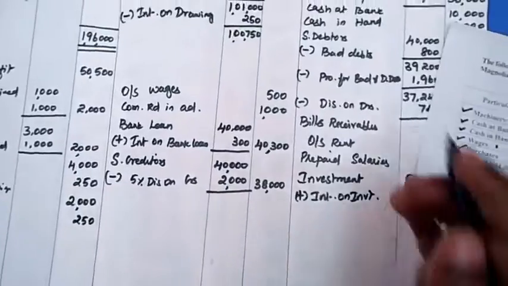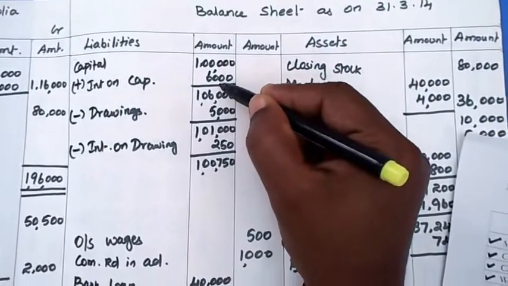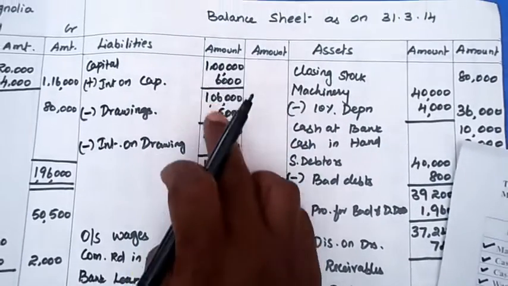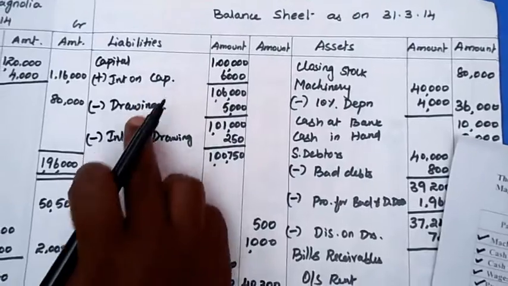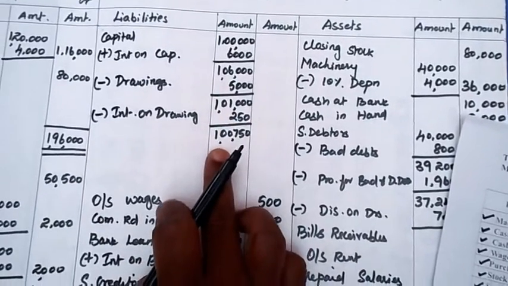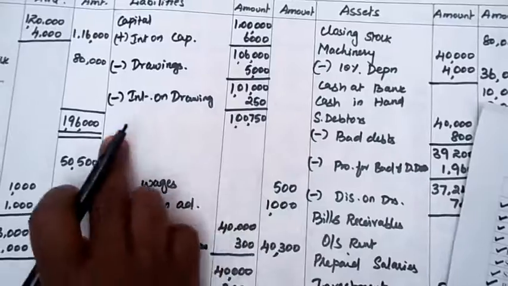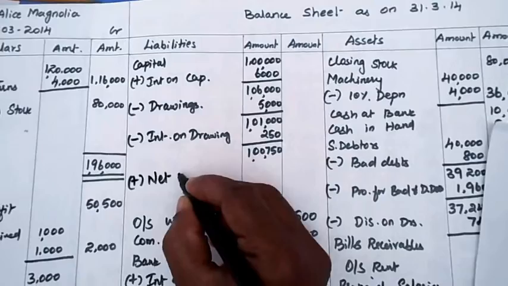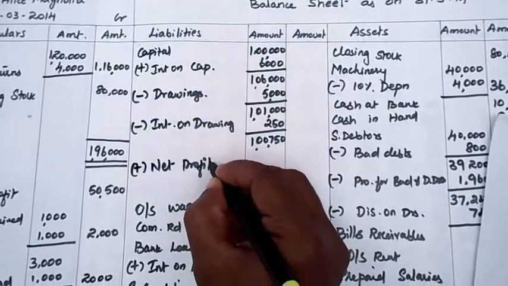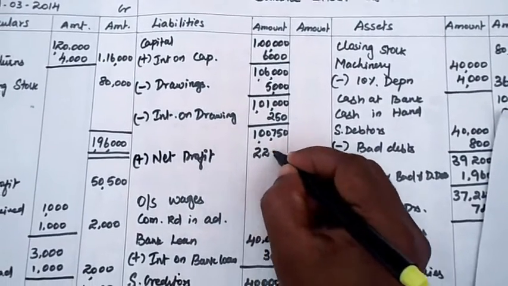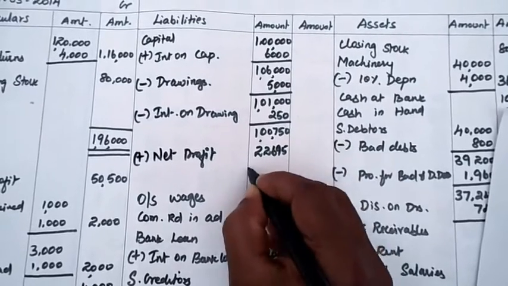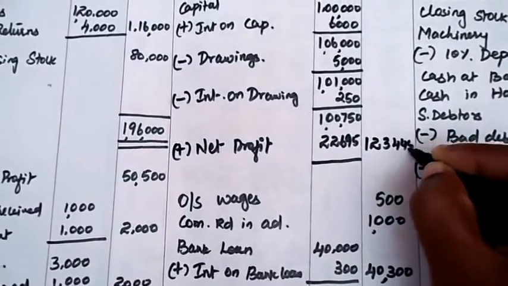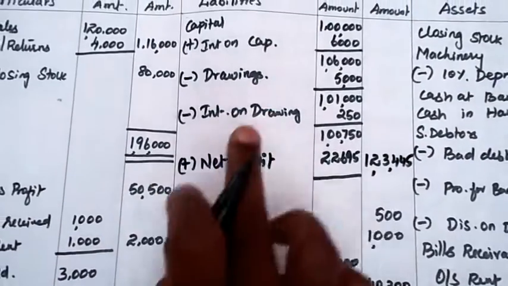Now just add this amount along with the capital. Come to balance sheet. Capital is there. Interest on capital is added along with the capital. Drawing means the amount which is taken from the capital. So subtract any interest on this, that again you have to subtract. This is the balancing figure. Along with this you need to add net profit. So add net profit. This is the format. How much? 22,695. What is the total? 1,23,445. Okay, so all these things have been entered.